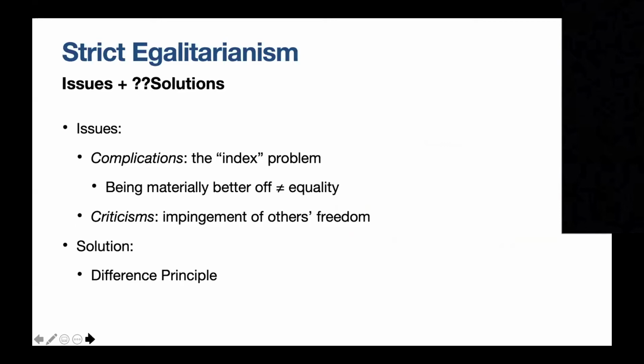So I've introduced a couple of complications or criticisms of egalitarianism, and now I'd like to consider whether or not there's a solution to this. One potential solution is John Rawls' difference principle. And the difference principle states that social and economic inequalities are to be to the greatest benefit of the least advantaged members of society. So in a counterintuitive way, you almost provide equality by creating inequalities that benefit the least privileged.